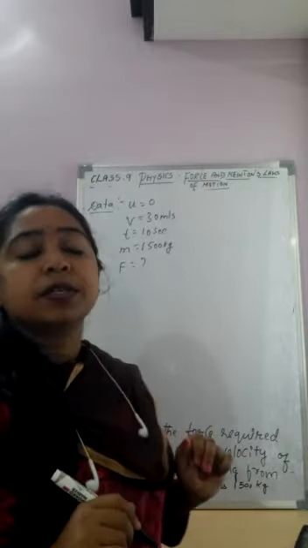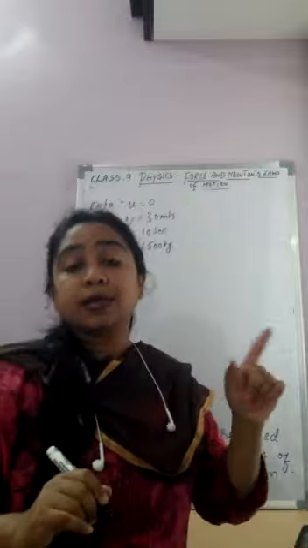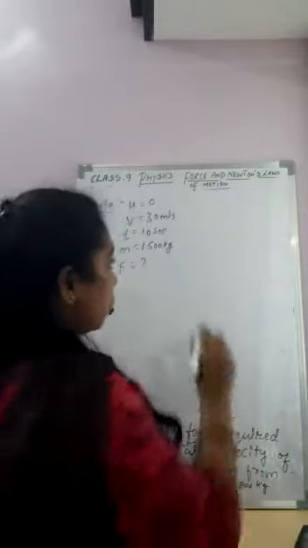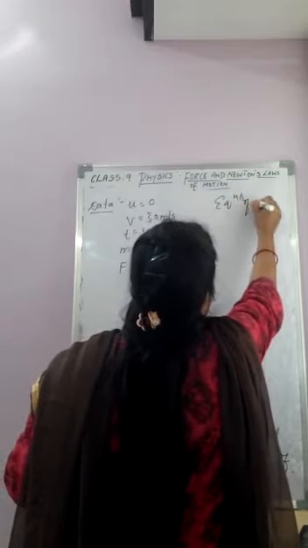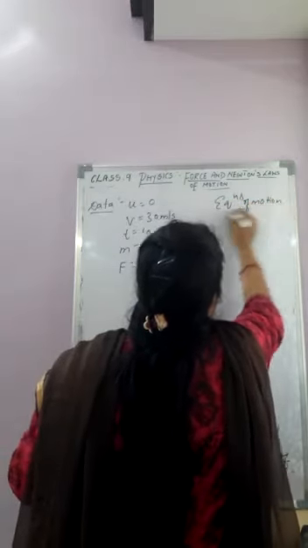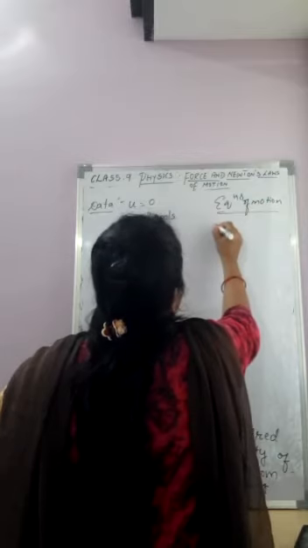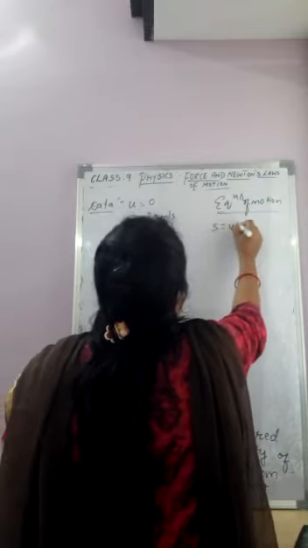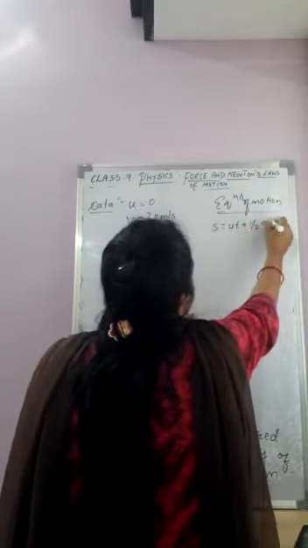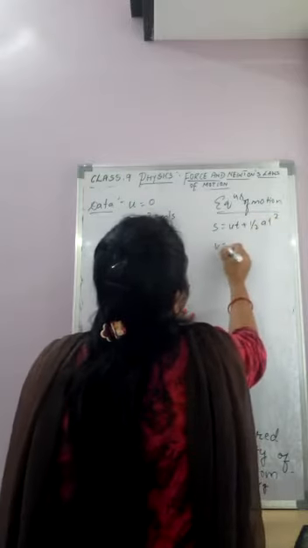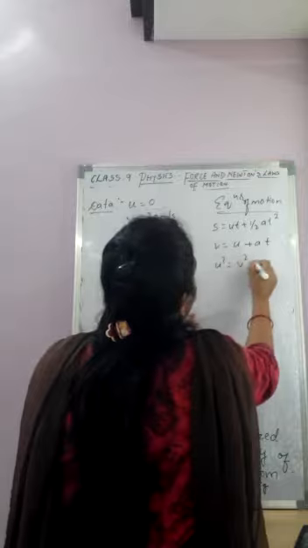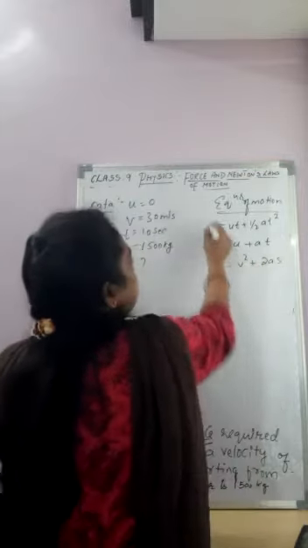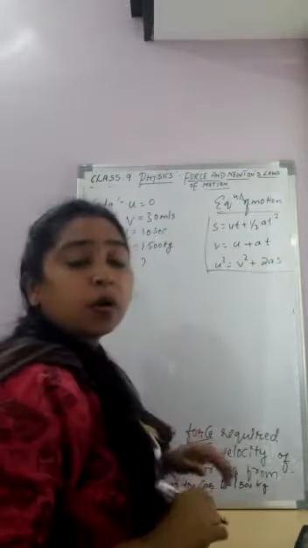We have the equations of motion that you will be learning again in the first chapter. Equations of motion, you have different types of formula. That is S is equal to ut plus half at square, V is equal to u plus at, then v square is equal to u square plus 2as. Yes, these are the three equations of motion here.